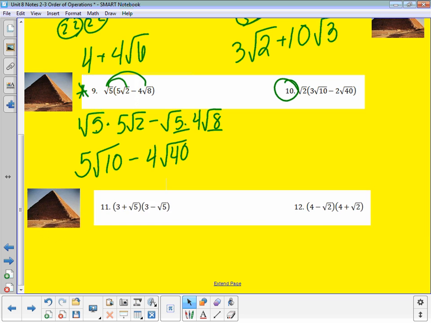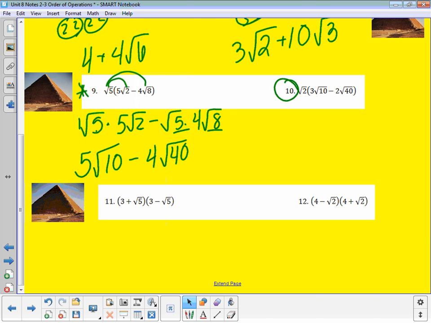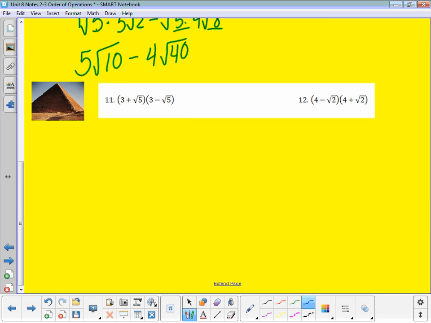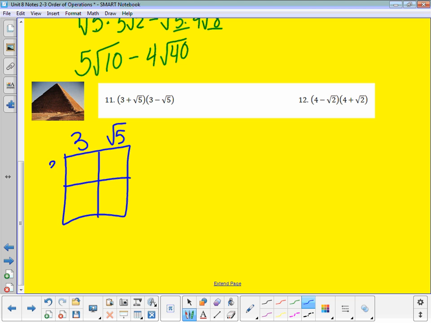So you have to think back to that box method that we used. Some of you prefer FOIL, and that's fine, but I'm going to use the box method. So we're going to use the box method to multiply radicals. And we're just going to multiply into each of the boxes as we did on the box method. So I'm going to start, and I'm going to take 3 times 3, and that's going to go in this box. That's 9. 3 times the square root of 5 is 3 square root of 5. 3 times the negative square root of 5 is negative 3 square root of 5.